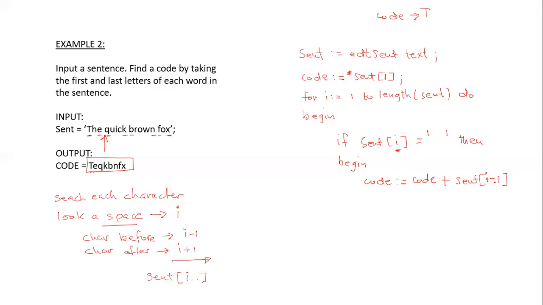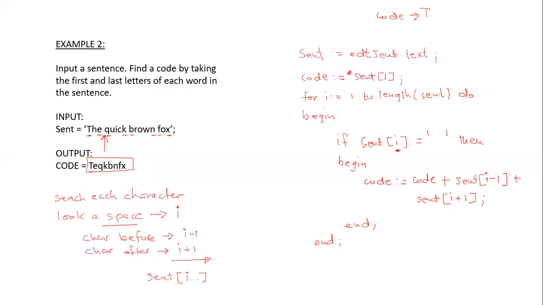So at position I minus 1 in sent, it's going to give me the last character of the previous word. Plus, now let's go to the first character of the next word. So that's going to then be sent. We found the space at position I, so we're going to go I plus 1. End. End.